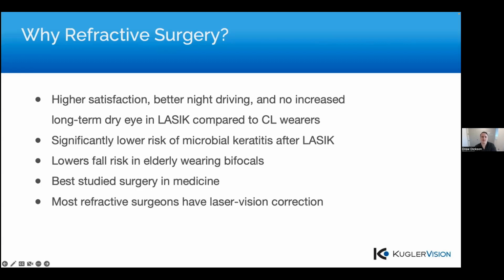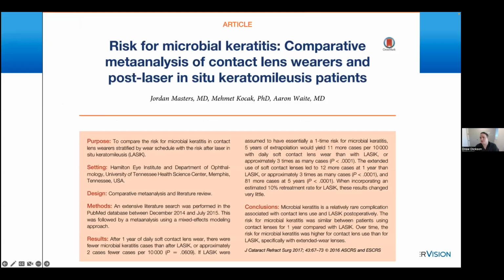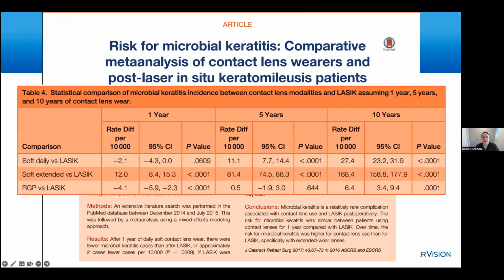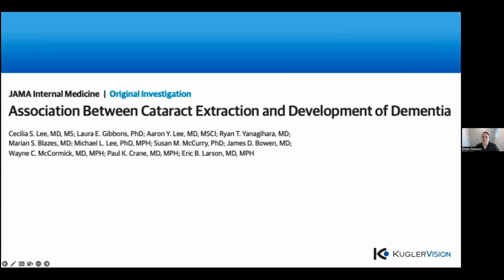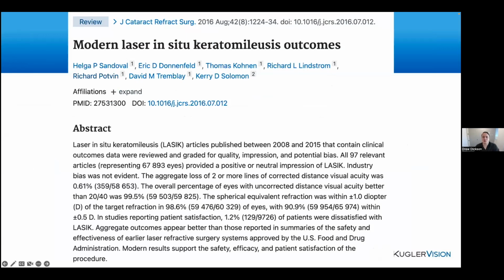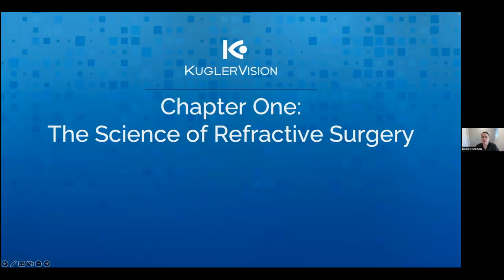I've listed some articles that go into more detail on some of those concepts, about satisfaction, risk for infections, and falls, and also a recent article on cataract surgery and dementia development. So there are many reasons to do refractive surgery. I myself have had LASIK and performed a lot of LASIK too, and I'm very happy with not needing to wear glasses or contacts anymore. So that all being said, let's dig into the book a little bit here.